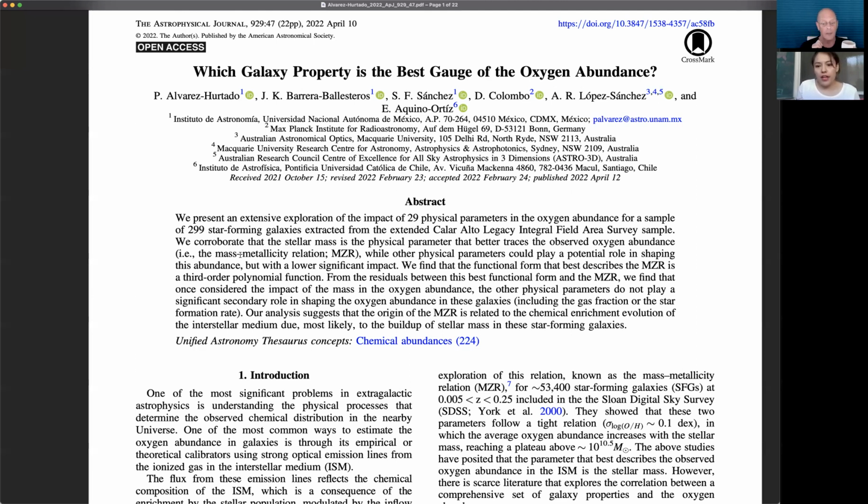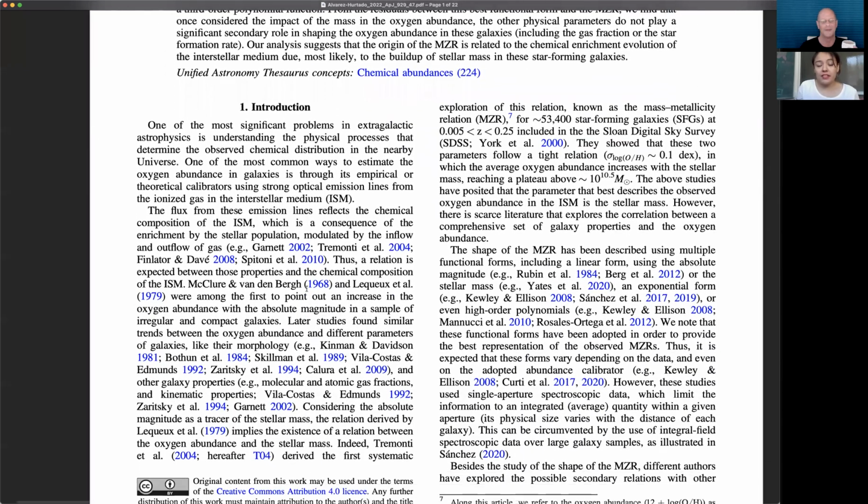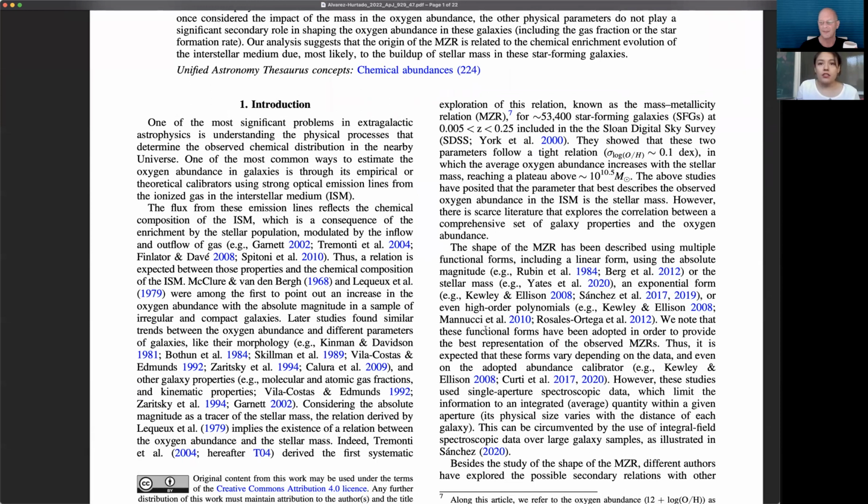Okay. However, the relation between these 2 parameters, known as the mass metallicity relation, or MZR, has been explored for almost 40 years. More recently, in 2004, some authors made the first systematic exploration of the relation for more than 53,000 star-forming galaxies, showing that these 2 parameters exhibit a tight relation. But if the oxygen abundance is related to recent star formation events, what about the amount of cold gas or even the number of stars?